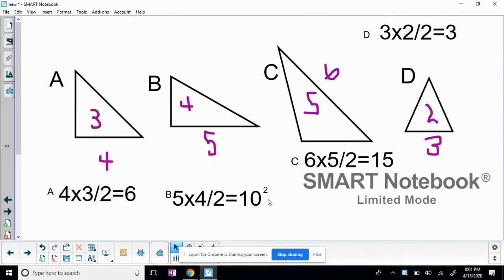So the next question is, okay, Mr. Griffin, why? Why do we change the formula when we're dealing with a triangle? Well, here's a good visual for you, okay?